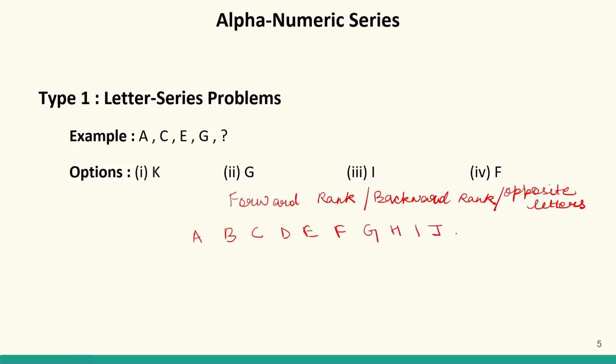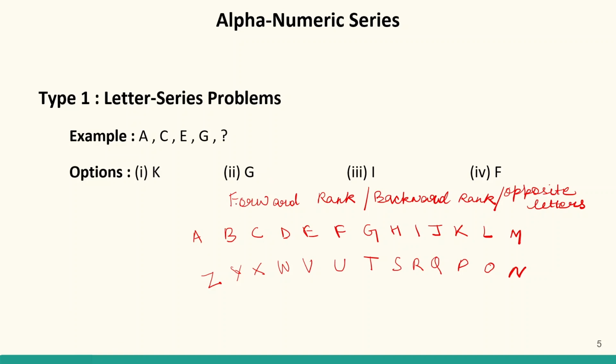I, J, K, L, M. Now let's write it like this. N, O, P, Q, R, S, T, U, V, W, X, Y and Z. So this is the concept of opposite letters.